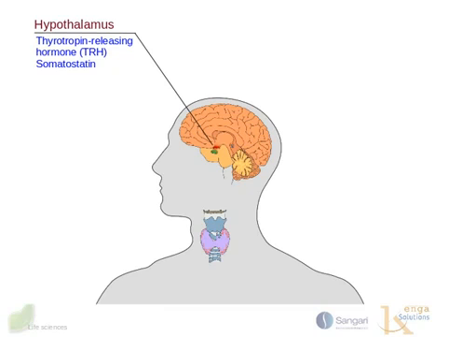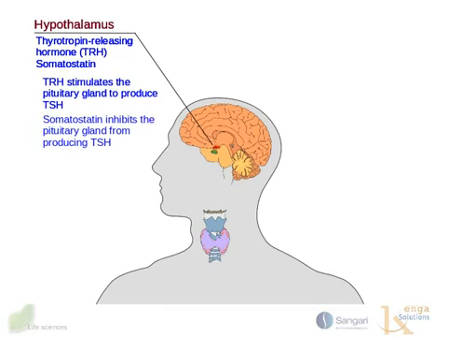Let's start with the hypothalamus. The hypothalamus detects low circulating levels of thyroid hormone, T3 and T4, and responds by releasing thyrotropin-releasing hormone, TRH. The thyrotropin-releasing hormone, TRH, stimulates the pituitary gland to produce TSH, the thyroid-stimulating hormone. Somatostatin, on the other hand, inhibits the pituitary gland from producing TSH.